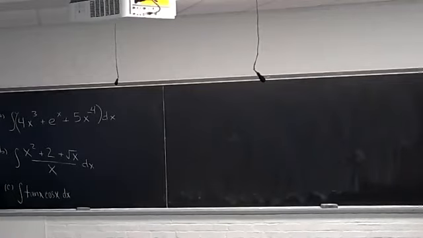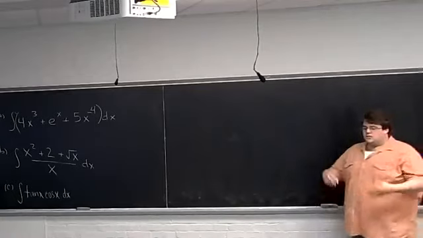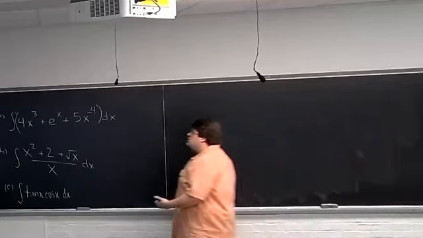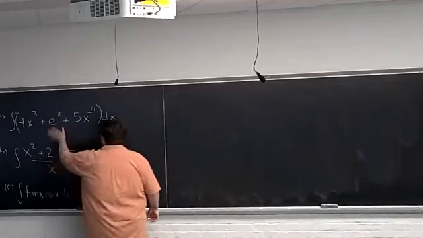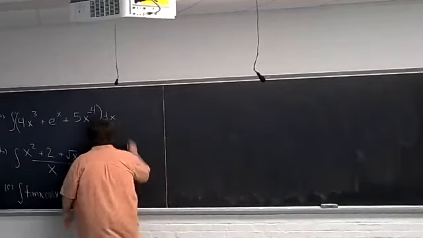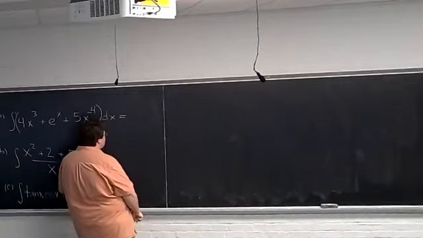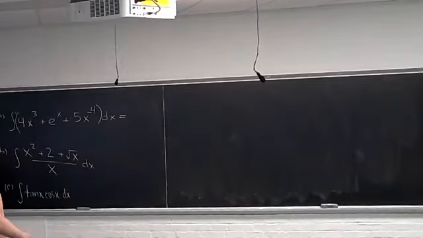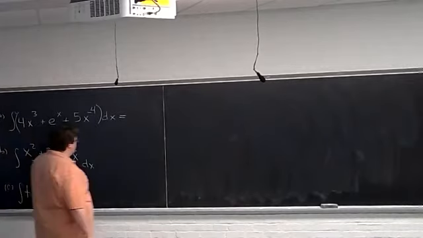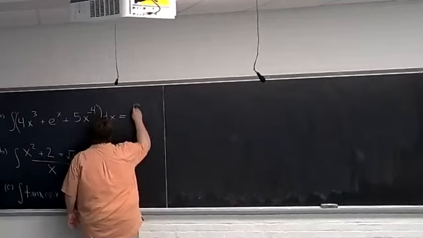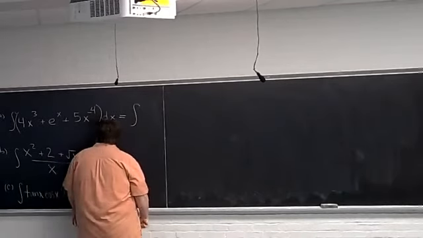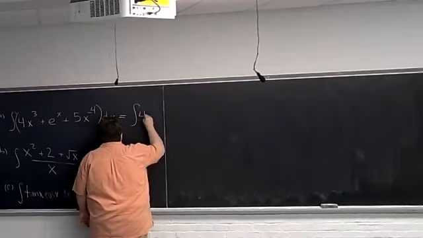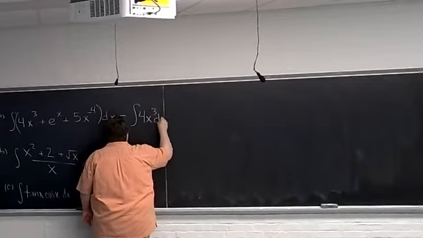First, for part A, we have 3 things added together. 4x cubed, e to the x, 5x to the negative 4th. So we can do these one piece at a time. For part A, I will show the use of those properties. I'll show the application of those properties. For the others, I might jump over a couple steps. But by property A, we could do this one piece at a time.